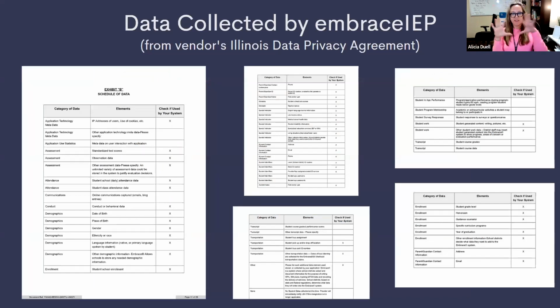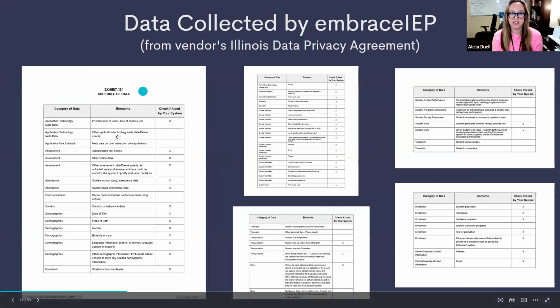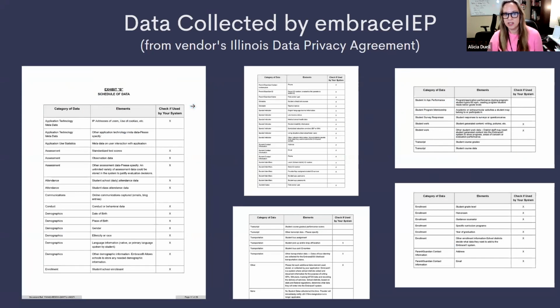So this is more of a visual graphic that I just wanted you to see. If you are involved in SOPA, and we'll talk about SOPA, that's the Illinois law that says every vendor that collects student data, whether it's name, email address, anything, we have to have a data privacy agreement signed with that vendor, that each school does. And as part of that data privacy agreement, there's this Exhibit B, schedule of data. And so vendors have to indicate by these little checks or X's what data they collect.